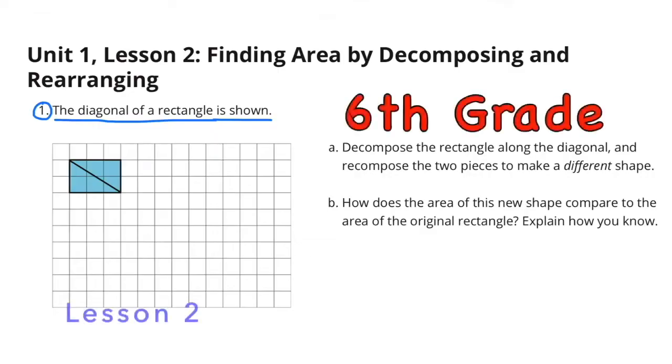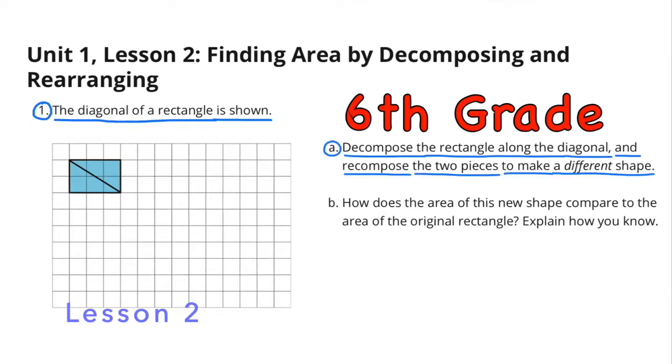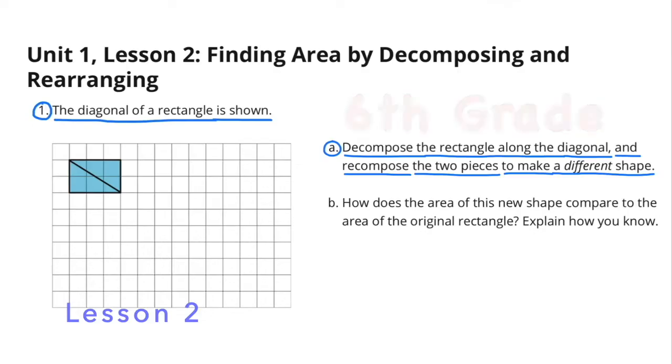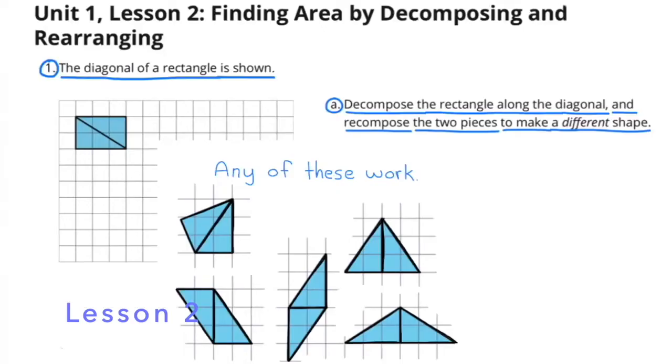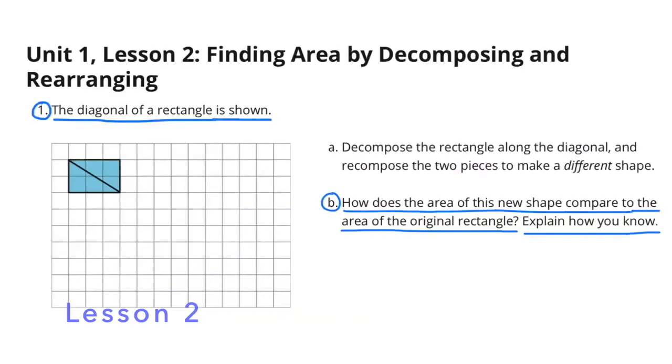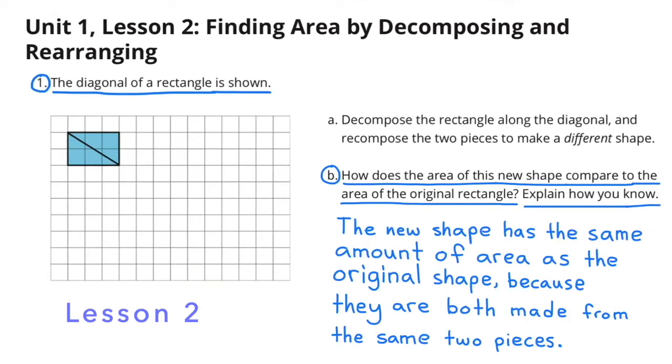Unit 1, Lesson 2, Finding Area by Decomposing and Rearranging. Number 1. The diagonal of a rectangle is shown. A. Decompose the rectangle along the diagonal and recompose the two pieces to make a different shape. Any of these shapes would work. B. How does the area of this new shape compare to the area of the original rectangle? Explain how you know. The new shape has the same amount of area as the original shape because they are both made from the same two pieces.